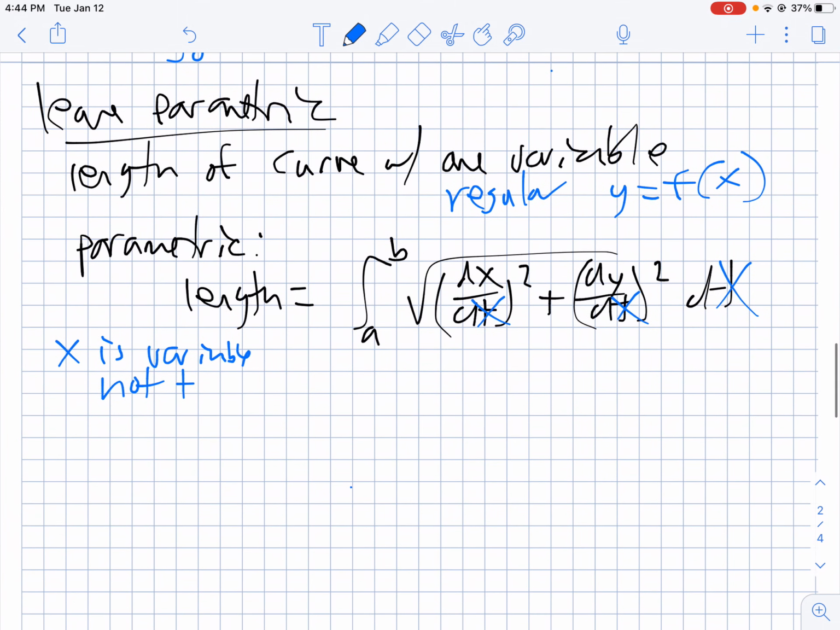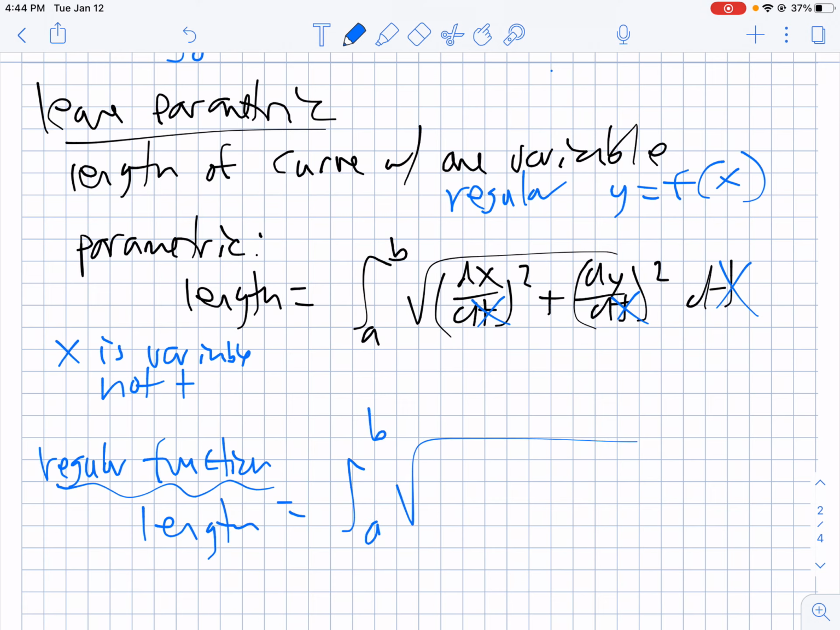So if I just have a regular function, like y equals 3x plus 4, the length of that curve is equal to the integral from a to b of the square root of... well, what's dx over dx? That's just 1. So that's 1 plus dy over dx, which is just y prime of x, or f prime or whatever, squared.